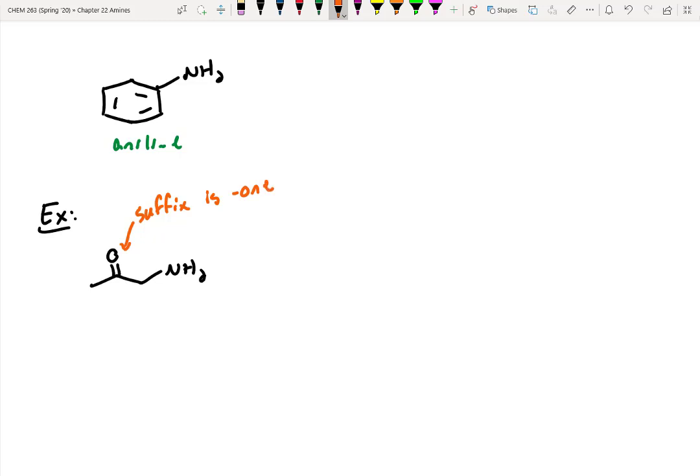Okay, so let's go ahead and try to name this. Well, in this case, the longest carbon chain containing our functional groups is going to be 3 carbons. And we've got this NH2 group coming off of carbon 1. Because it's no longer the most important functional group in our molecule, we're going to call it an amino substituent. So this would be called 1-amino-2-propanone.